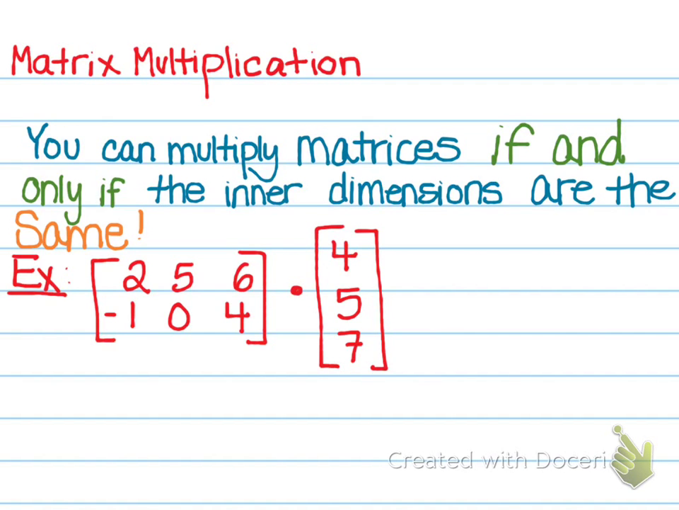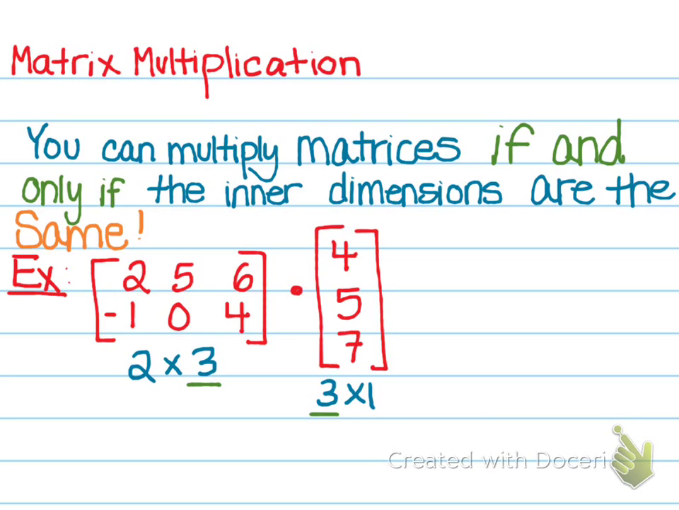Looking at this example, the first thing I'm going to do is write the dimensions of each of these matrices to see the inner and outer dimensions. So the first one is a 2 by 3 matrix, and the second one is a 3 by 1 matrix. So what you're looking at is the inner dimensions. Since both inner dimensions, when you write them next to each other like this, are the same, that means that you can multiply them.